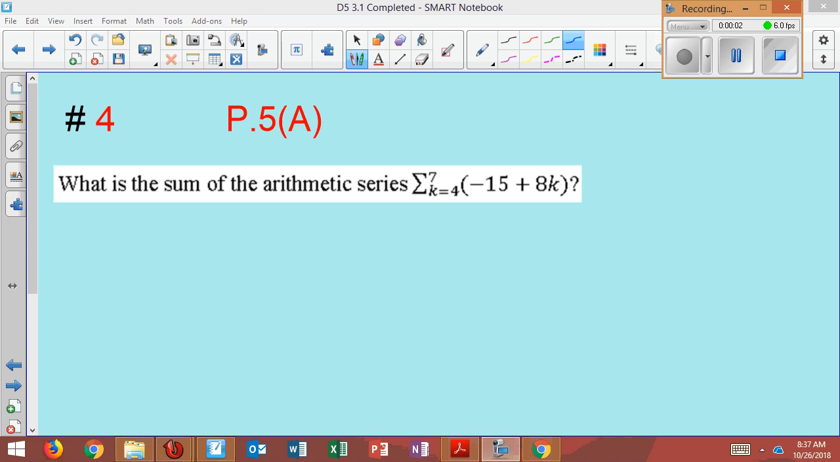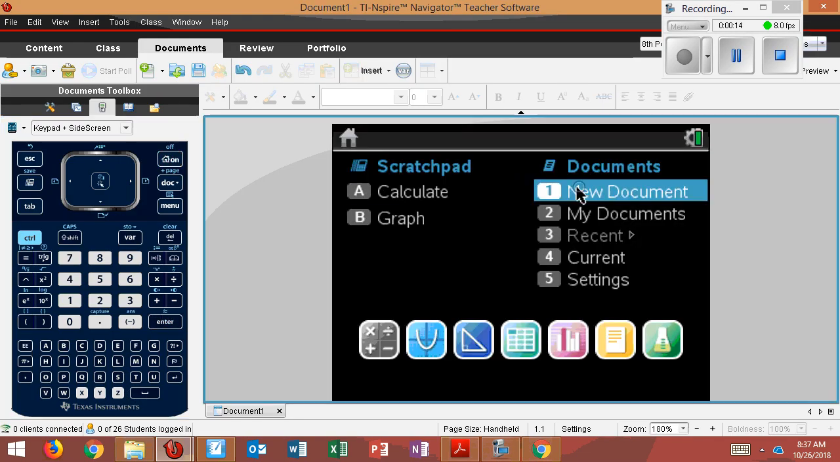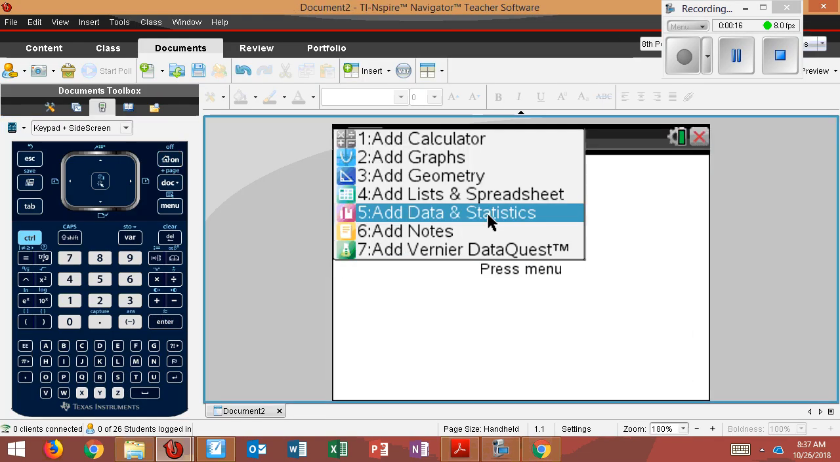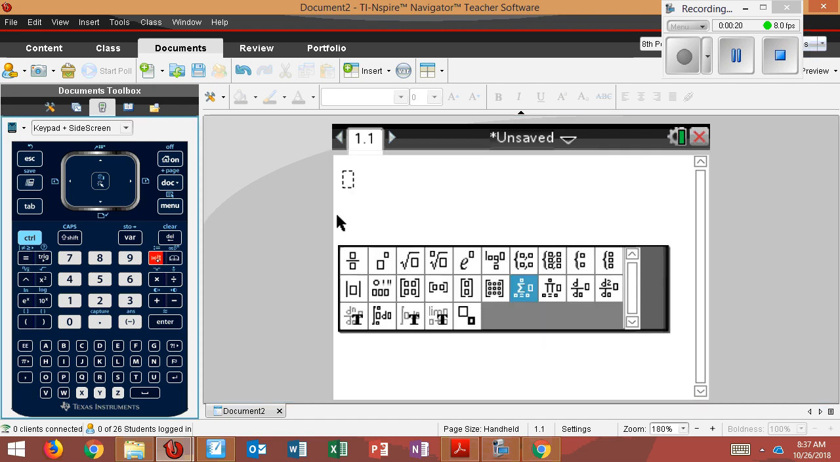Number 4. What is the sum of the arithmetic series, sigma notation of k equals 4 to the 7th, negative 15 plus 8k? Now, what we can do is just type this in the calculator, and to do so, what you will do here, I'm just going to clear this out, is you would go to Add Calculator, and you press the button next to 9.